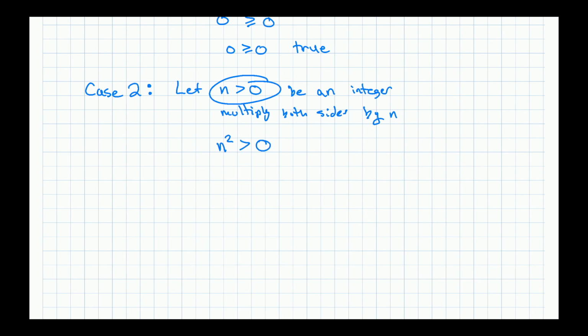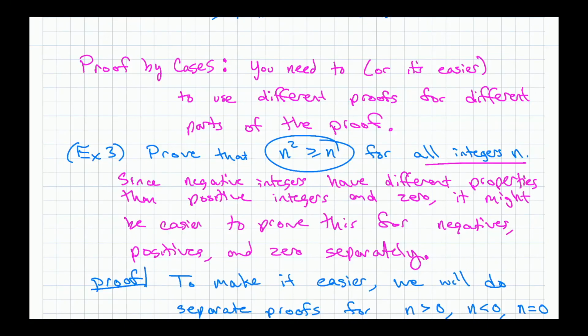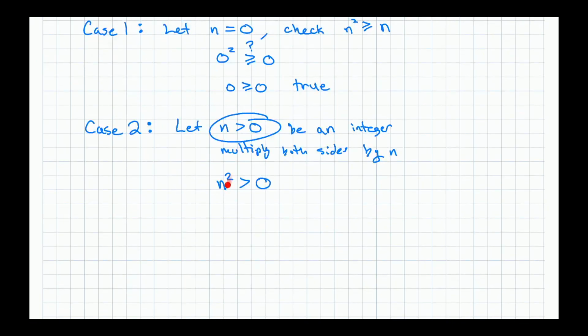However, that's not what I'm trying to prove. I'm trying to prove, up here what's circled, n squared greater than or equal to n, not n squared greater than 0. I want n squared greater than n. I want an n here. And you can't do that with a 0 because when you multiply by 0, you still get 0. And so it didn't work, right?